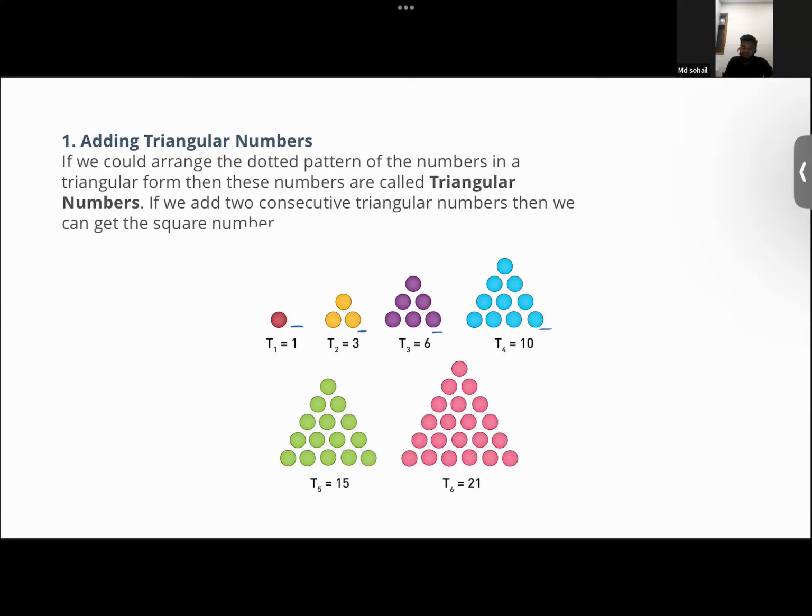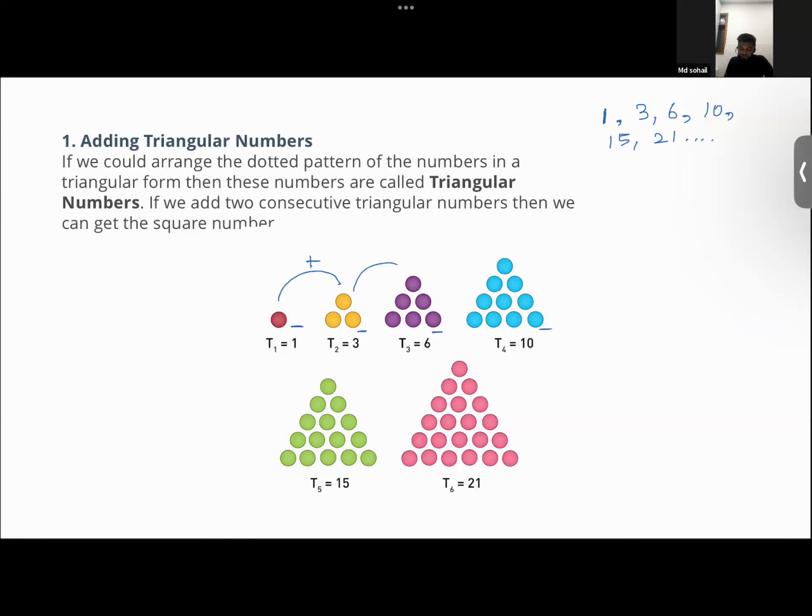Right. So numbers like 1, 3, 6, 10, 15, 21, and so on, when they are represented in the form of dots, form a triangular-like pattern. Hence, these are called triangular numbers. So if we can arrange the dotted pattern of the numbers in the triangular form, then these numbers are called triangular numbers. Okay. And if you were to add two consecutive triangular numbers, what do you observe here? Let's add two consecutive numbers.